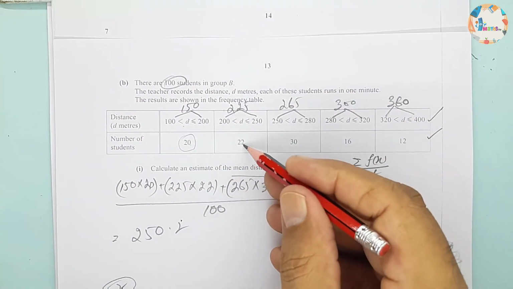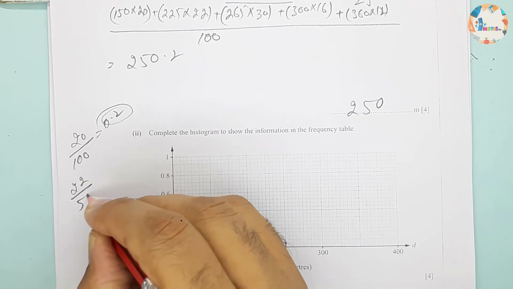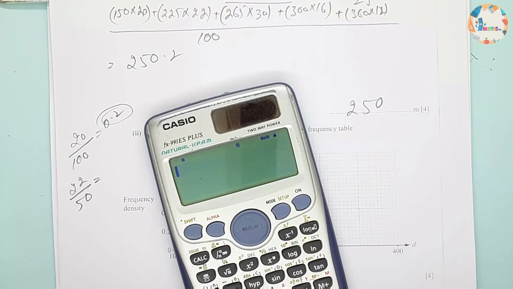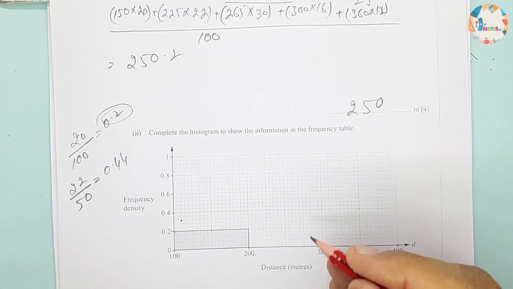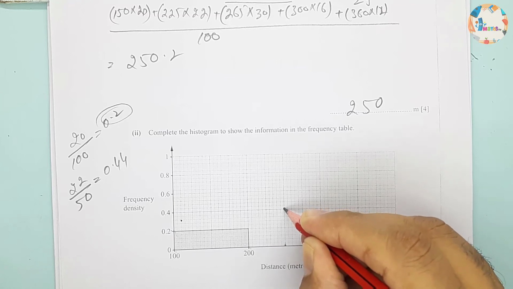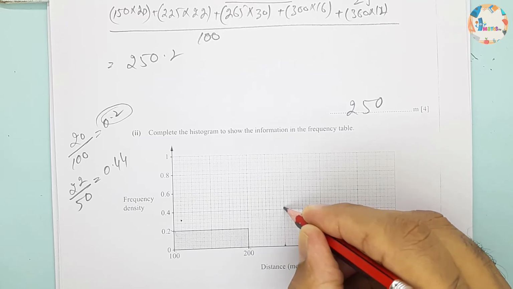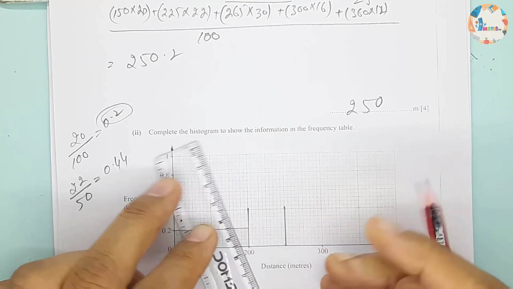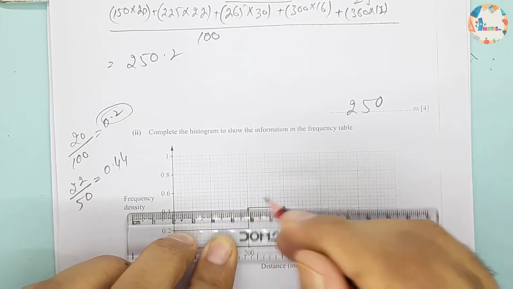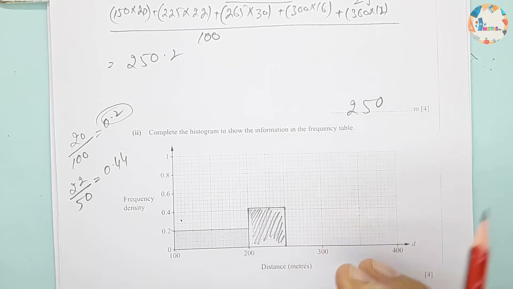Similarly, we'll be checking the next one. This is 22. So 22 divided by the class width, which is 50. We calculate the height: 22 divided by 50 will be equal to 0.44. So the next height will be 0.44, and that will be from 200 to 250, up to this one. So 0.4 is over here, and 0.44 will be roughly the same thing, so I will keep it here. We can draw a line like this, and this will be our bar. I have kept it a little above because it's 0.44, so we can shade this also. Hopefully you are getting everything.